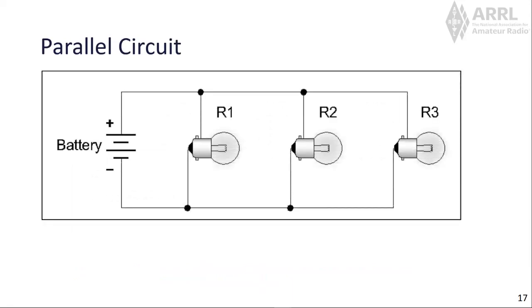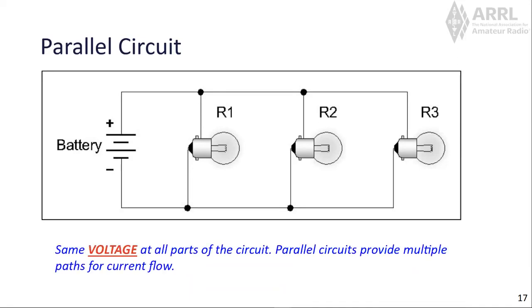Here's a parallel circuit. We have a battery again. We have 3 light bulbs, resistances 1, 2, and 3. But in this example, which is a parallel circuit, the electrons could flow different routes. Electrons that go through resistance 1 or bulb 1 are not going to go through resistance 3. So you could have more current flowing in R1 or R2 than what you have in R3, or vice versa.